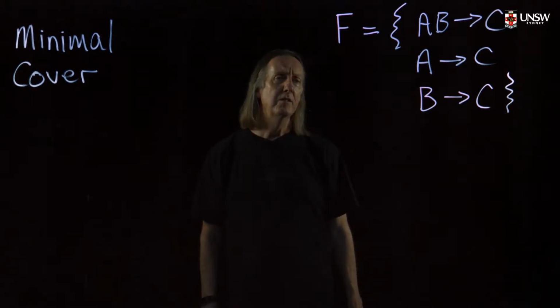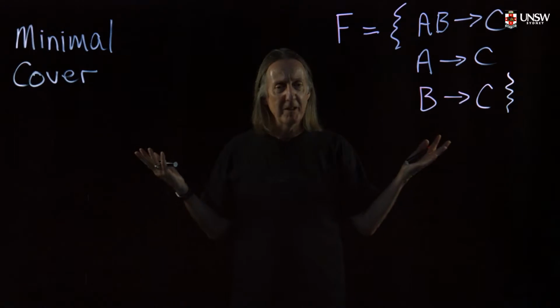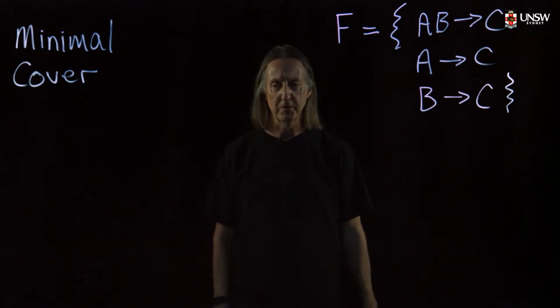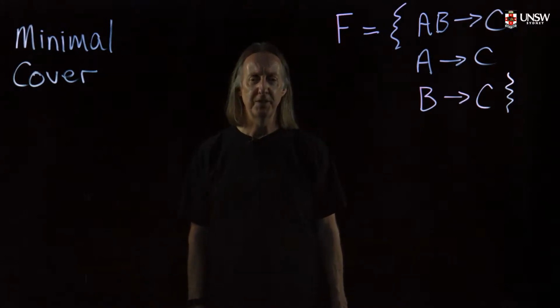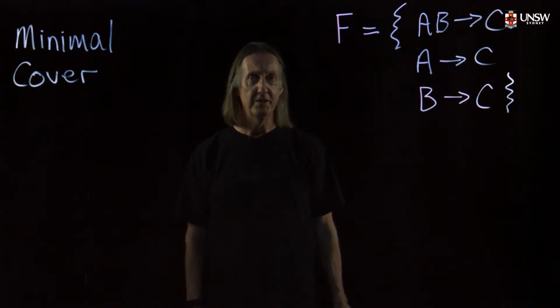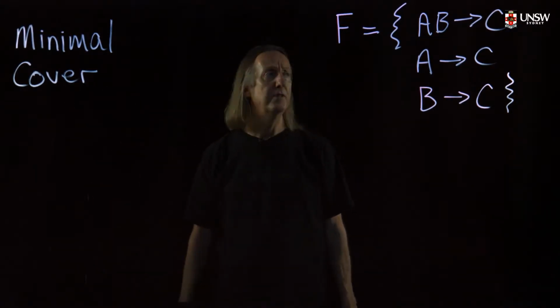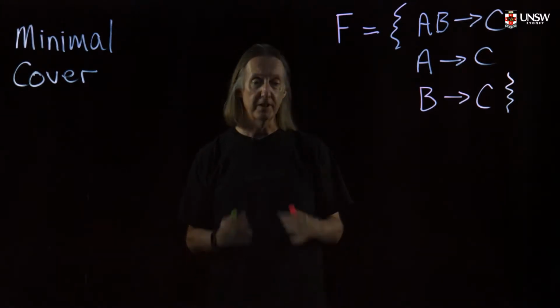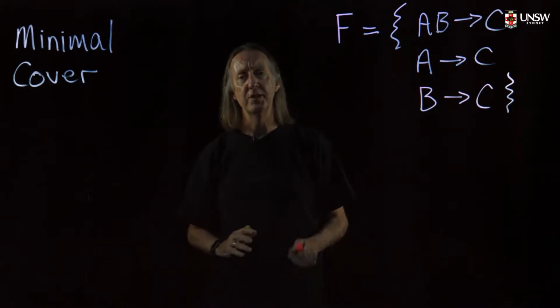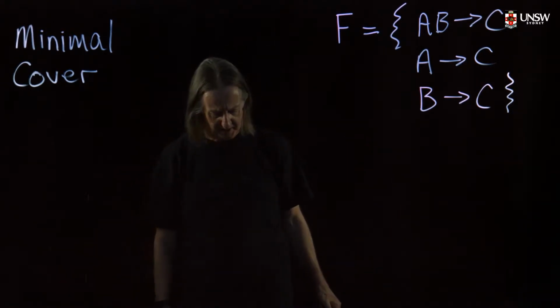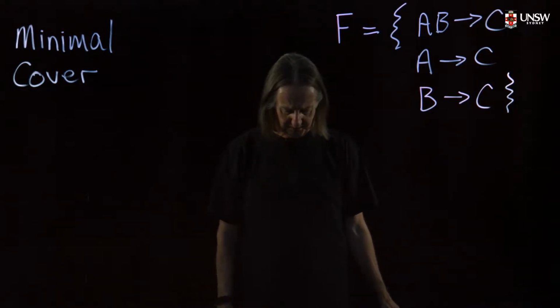So you can come up with many, many sets of functional dependencies. A question that arises is, what's the minimal set of functional dependencies? That is called a minimal cover. It is a set of functional dependencies that is equivalent to your original set but contains less stuff.